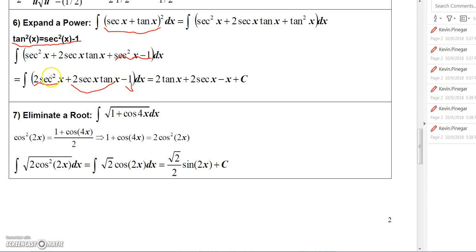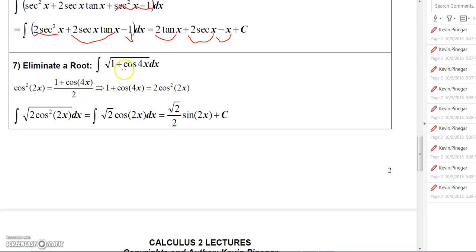Now since when you integrate secant squared you get tangent, this would integrate to 2 tangent x, and then when you integrate secant x tangent x, it integrates to secant x, so this would integrate to 2 secant x, and then when you integrate minus 1, it integrates to minus x, and then of course you add your constant.